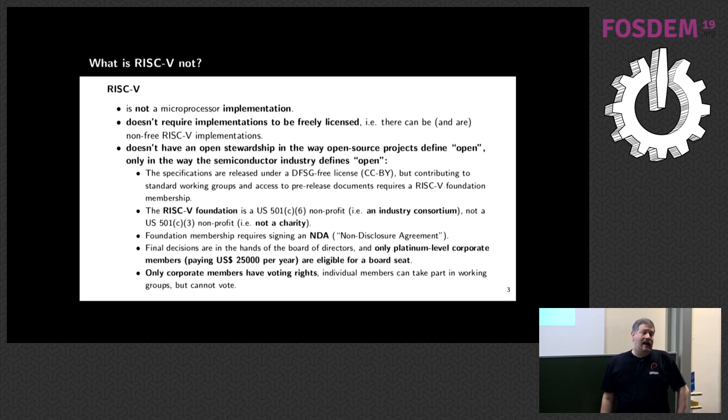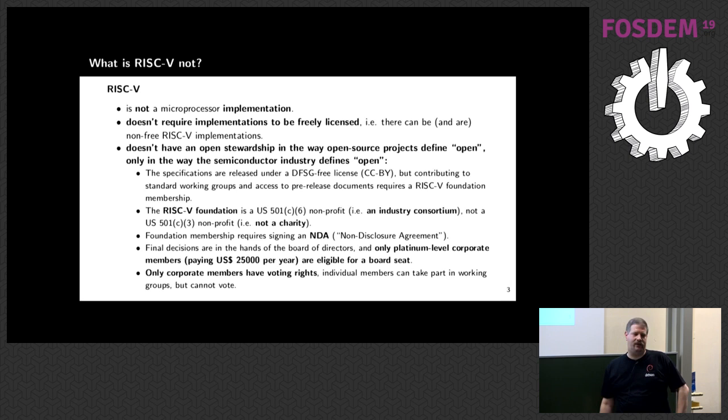And one thing that's somewhat of a problem for open source projects is that the stewardship of RISC-V in the hands of the RISC-V Foundation is open in the way the semiconductor industry defines the term open, but not exactly in the way open source projects define the term open. All the specifications, once they are released, are available under free licenses, so no problem with that. But taking part in the specification process itself requires a RISC-V Foundation membership, which requires signing a non-disclosure agreement, which is why many open source developers like me are not a member of the foundation. Most of the software stuff is actually handled outside the foundation, but the actual ISA specification runs inside the foundation, and getting access to pre-release documents actually requires membership. Everybody can become a member as a personal member, but personal members don't have voting rights, so actual decisions get made by corporate entities in the foundation.